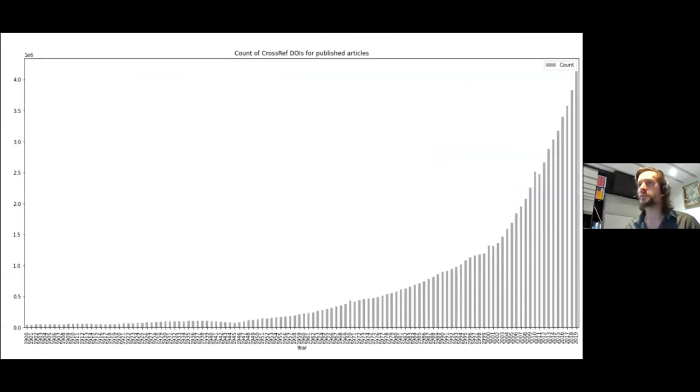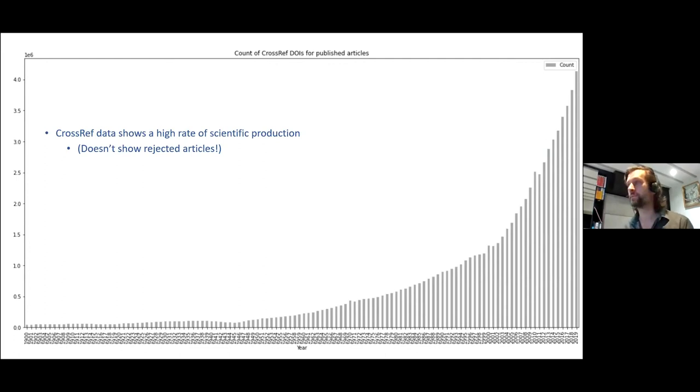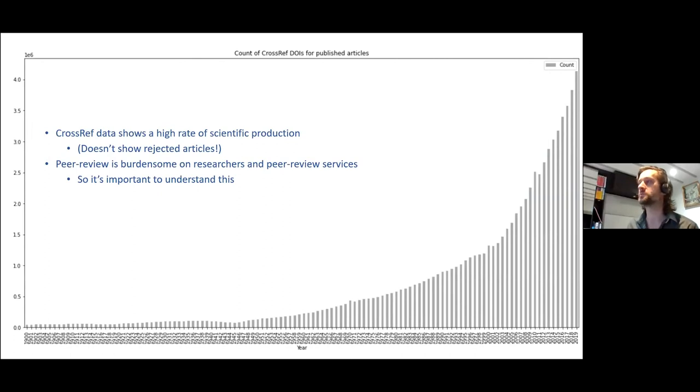So everything that happens in journal publishing happens in the context of this, which is the rate of growth of journal article DOIs in Crossref. You can see that in 2019, something like 4 million DOIs were registered, and most of those will represent actual research articles. What's missing here is the rejected articles. It's all the other articles that were written that year that weren't published. The peer review process is burdensome on researchers and on peer review services that publishers provide, and understanding the missing part of this picture is very important.